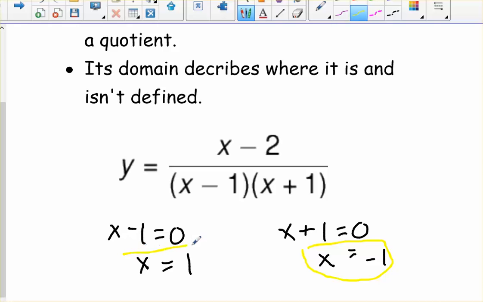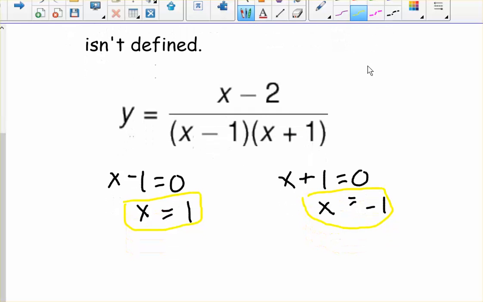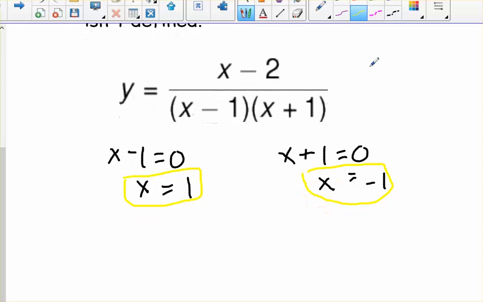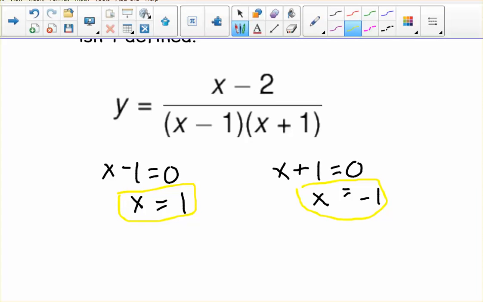We're going to have to exclude them because think about it. If we plug those values into our rational equation, we get 0 in the denominator, and we can never divide by 0. So how do we show that? Well, we've got two different ways to show it. We've got what's called set builder notation, and we've got what's called interval notation, and they're kind of different.